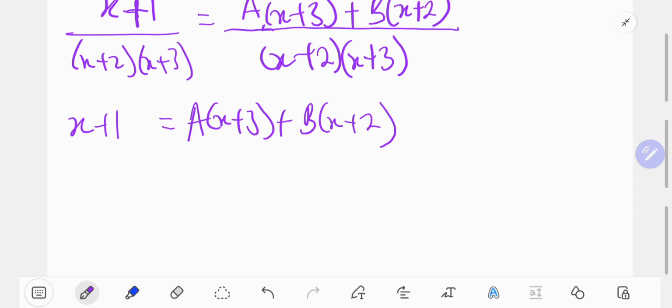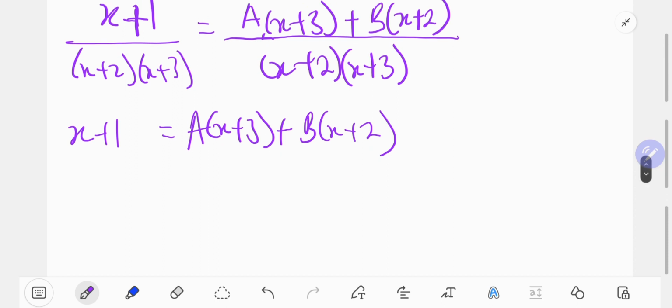The first method is the cover up rule, and the other one is the expanding and comparing of coefficients method. The cover up rule works in this way: you substitute a value of x to get rid of one variable so that you'll be able to find the value of the other variable. For instance, when x is equal to -2, replacing x with -2 in this equation, we get this side as 0. By making a direct substitution of -2, we get rid of the variable B so that we can find the value of the variable A. That's how the cover up rule works.